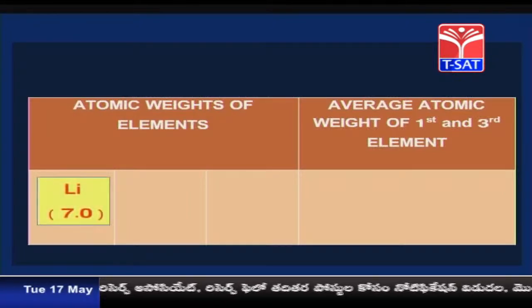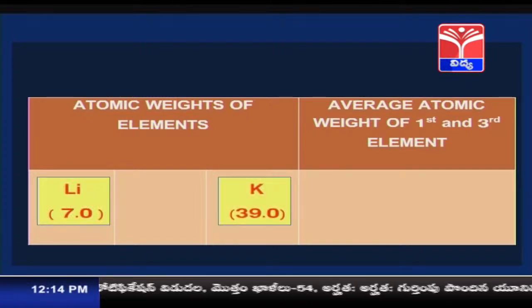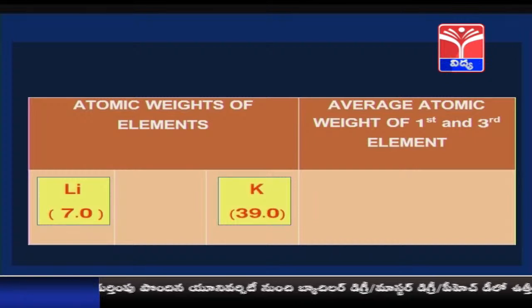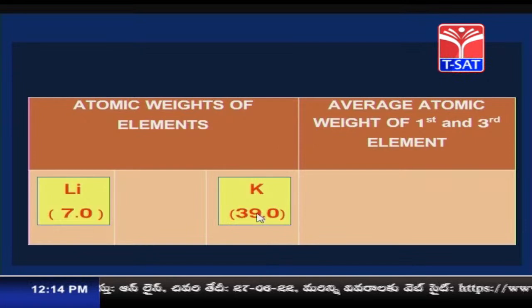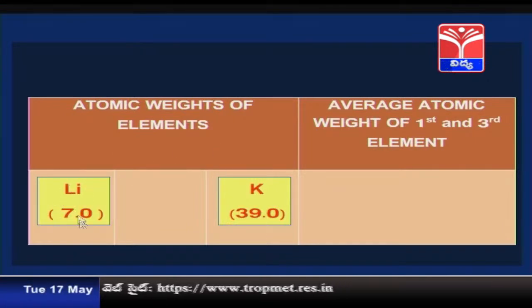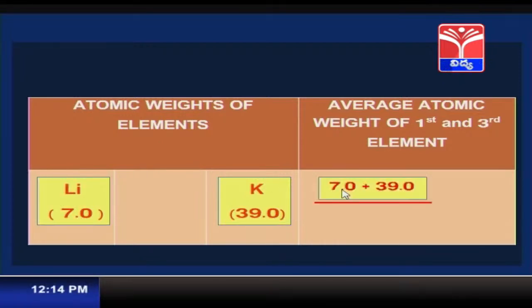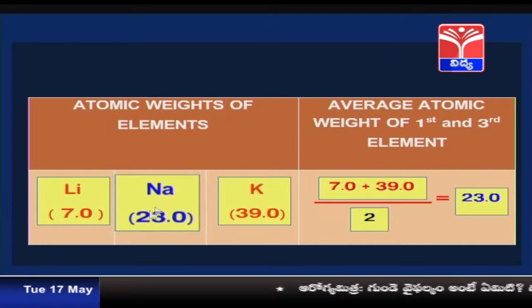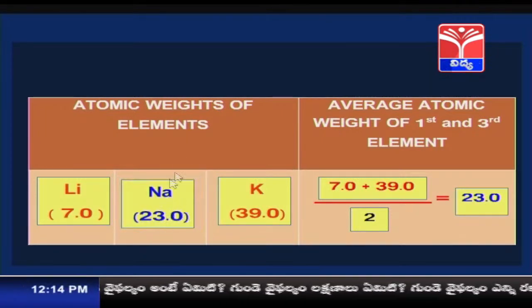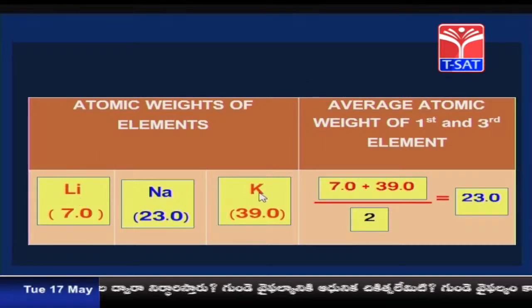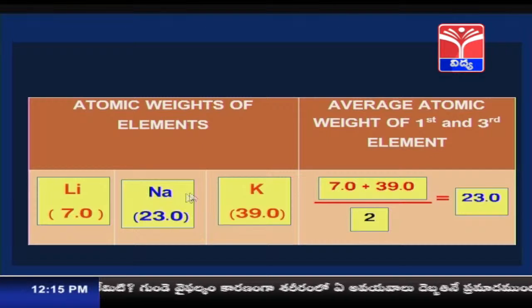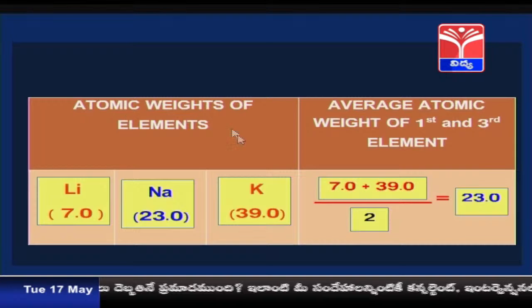It is lithium whose atomic weight is 7, potassium whose atomic weight is 39. Now, lithium is the first element in the Dobereiner triad and potassium is the third element. Now, what is the average value? Average means we have to add the total atomic weights, 7 plus 39, it is equal to 46. Average means divided by 2, 46 divided by 2, it is nothing but 23. It is nothing but the atomic weight of sodium. Now, you see the atomic weight of the middle element sodium is exactly the same as the average atomic weights of lithium and potassium. That means, according to Dobereiner's law of triads, the atomic weight of the middle element is the average of the atomic weights of the first and third elements.